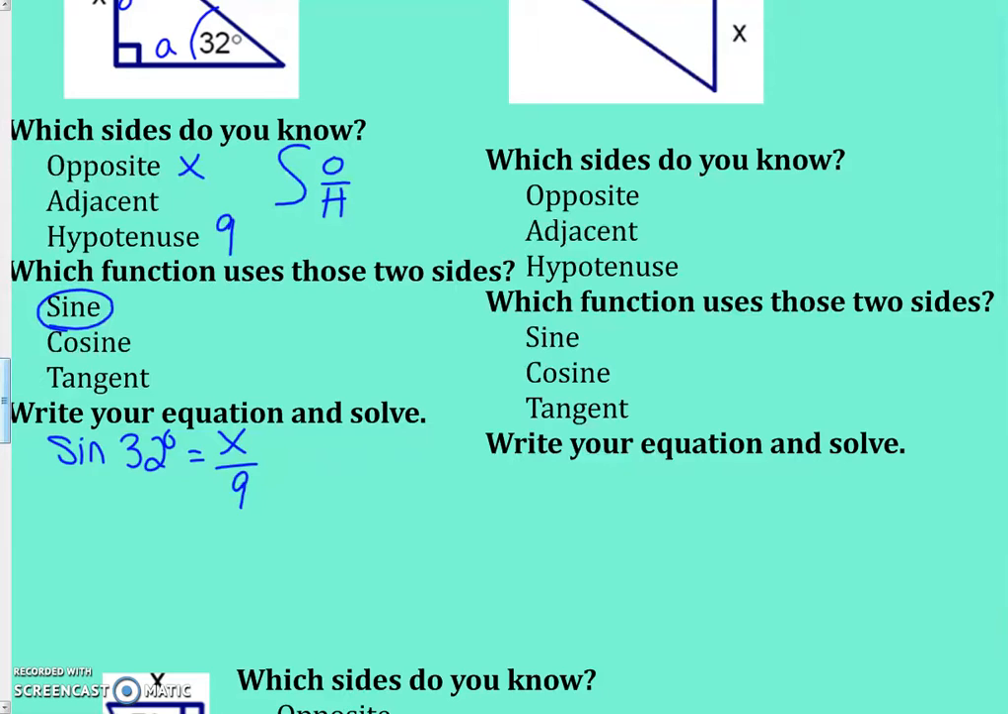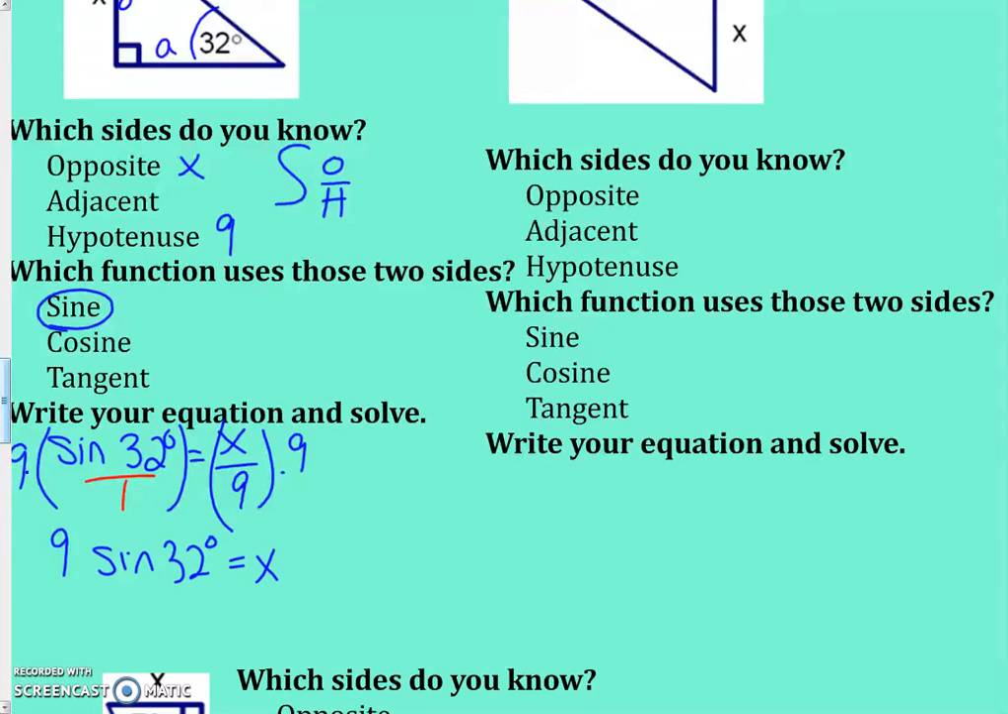So if you think about it as a proportion, with the sine over 1, I'm going to cross multiply. Or you can think about it as having to get rid of that fraction. So I'm going to multiply both sides by 9. So I have 9 sine of 32 degrees equal to x.